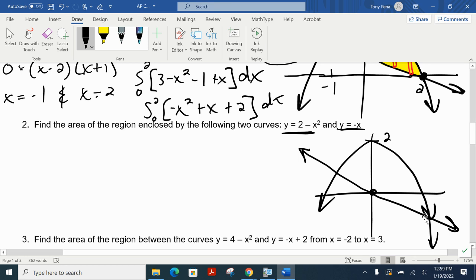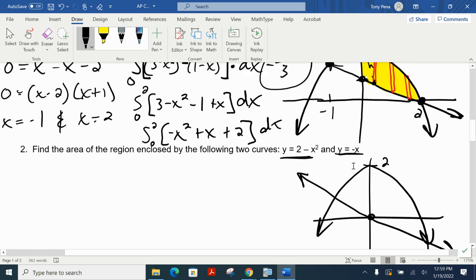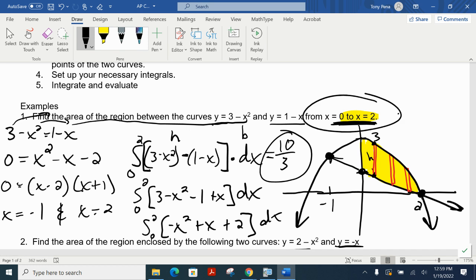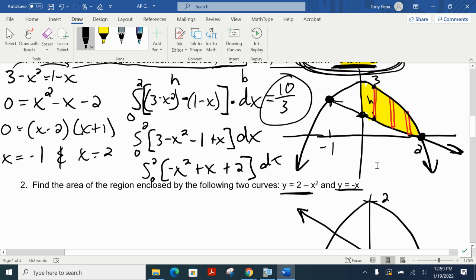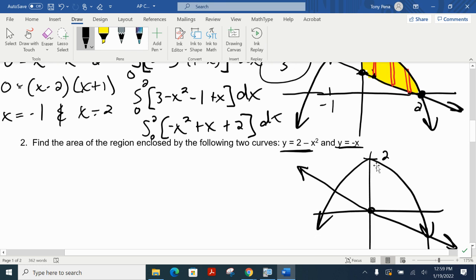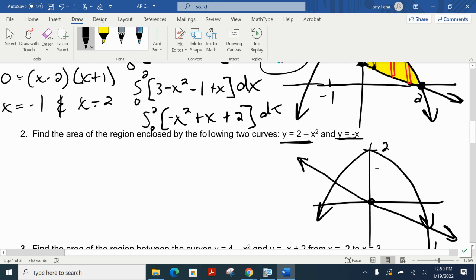Compare, contrast this one to number 1. They look very similar for a reason. I kind of want them to look similar. The difference is now in number 1, I told you the interval to be concerned about. We only wanted to go from 0 to 2. You don't have that condition in number 2. So it really is just looking at the figure, understanding what region is completely enclosed, that if you were there, you could not get out. And then that's the area we're looking for. So in this case, we are looking for this region right here. This is the only region completely enclosed by those two graphs.